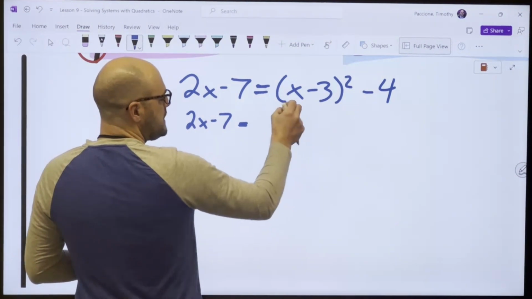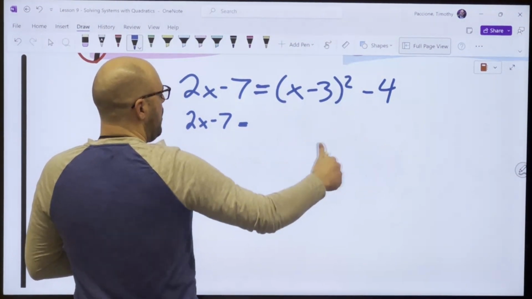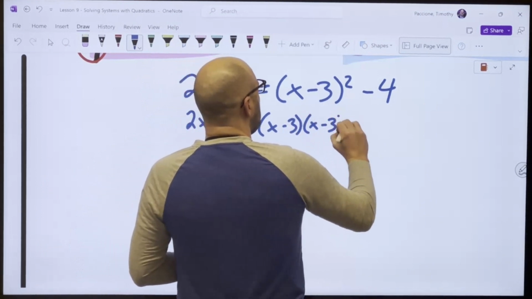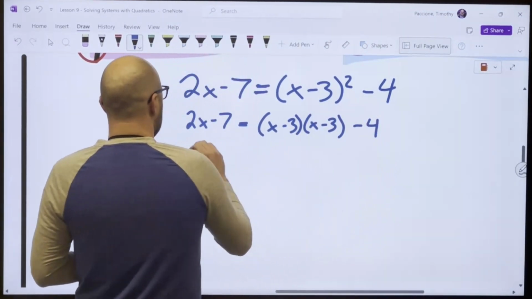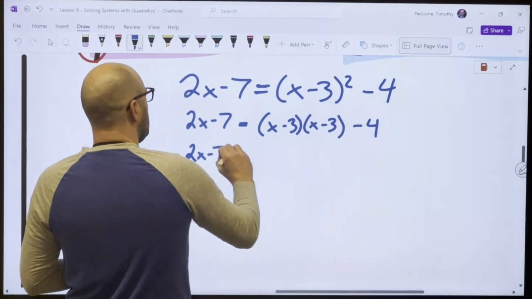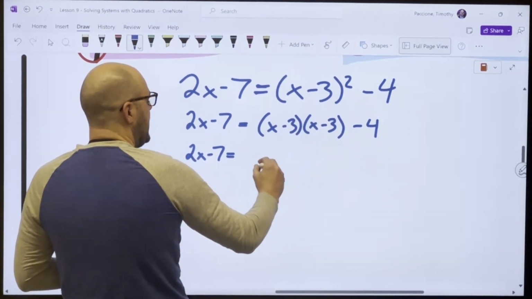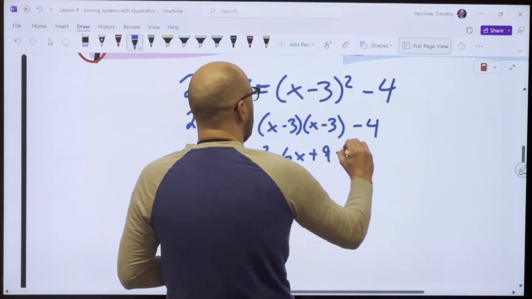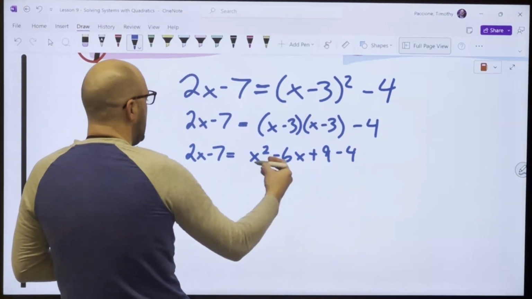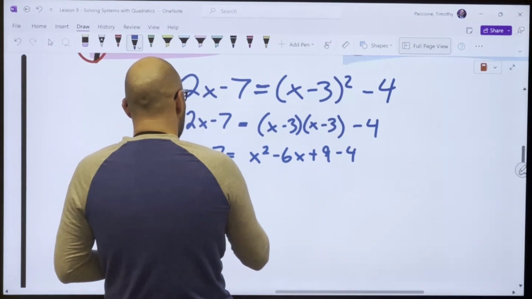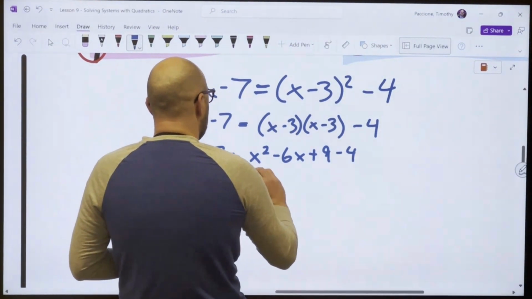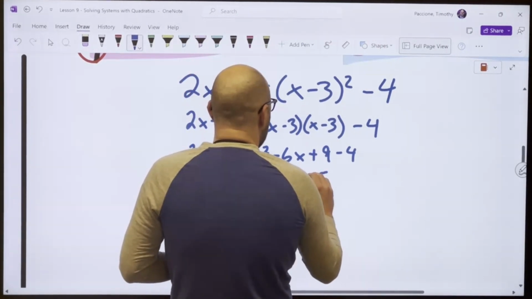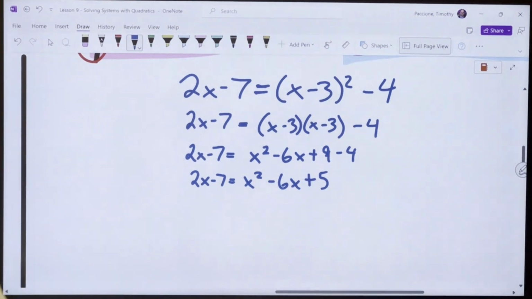How do I convert vertex? I pull it apart, right? (x minus 3) times (x minus 3) minus 4. 2x minus 7 comes down again. I FOIL this, and I get x squared minus 6x plus 9 minus 4. And then I just bring the 9 and the minus 4 together. 2x minus 7 equals x squared minus 6x plus 5. So I've gotten that right side to be a standard form equation now.